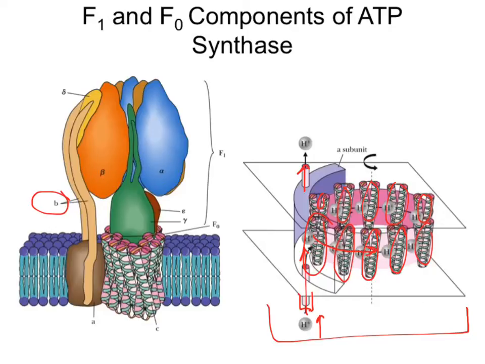Which is important, because if we didn't have that, what happens? H plus comes in and kicks real quickly backwards and goes right back out. We get virtually no rotation. Very little rotation means very little energy produced.